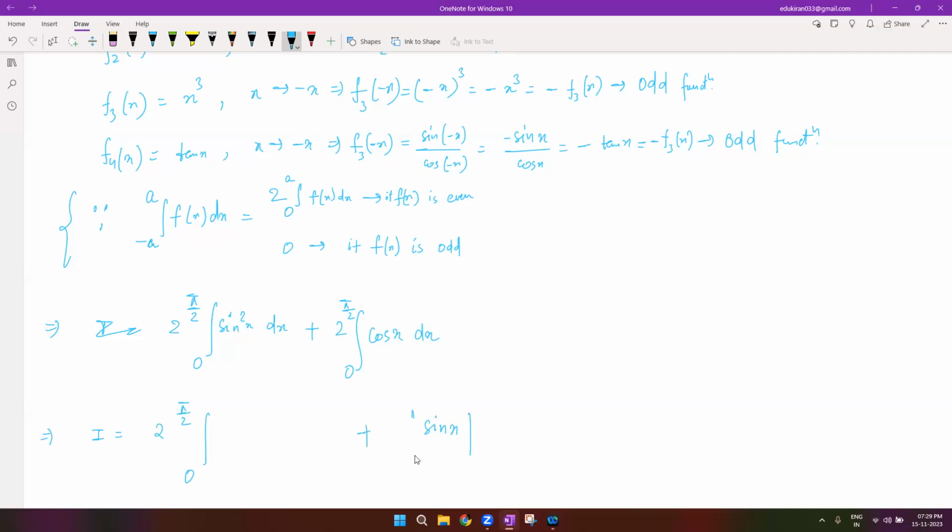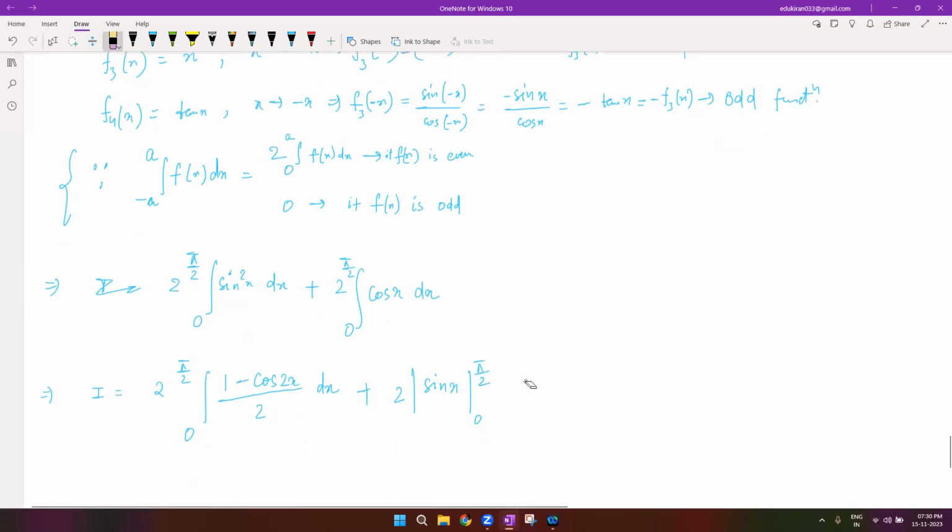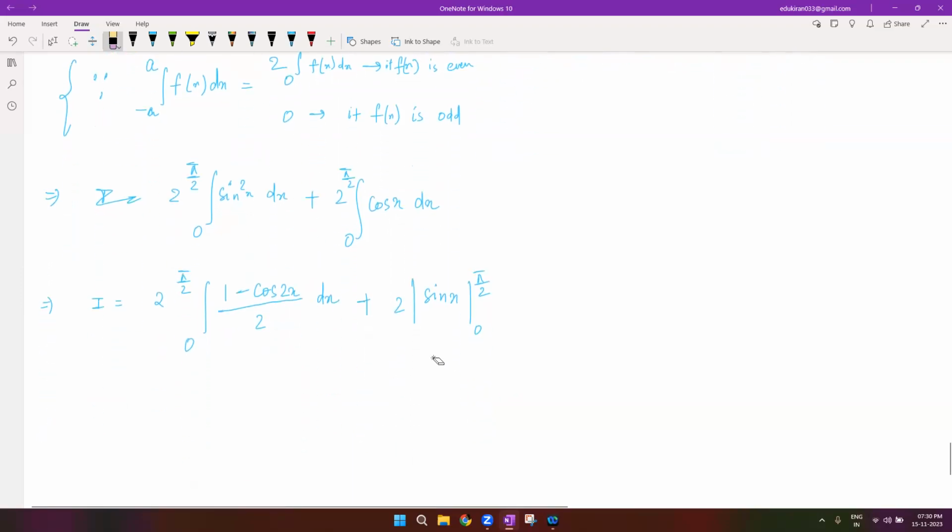Integration of cos x, so we already know, is sine x, 0 to pi by 2. Yes. Sorry. Is it 1 plus or is it 1 minus? Yeah. So 1 minus cos 2x by 2. And now we can directly integrate this. We know the answer already. So this 2 gets cancelled out by the way.